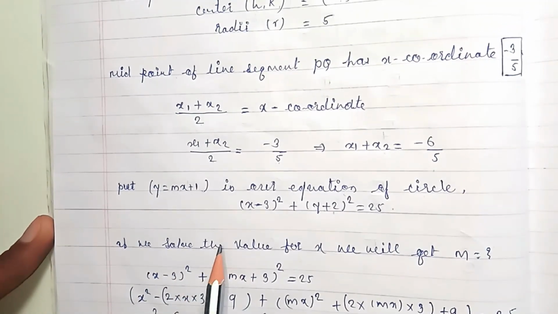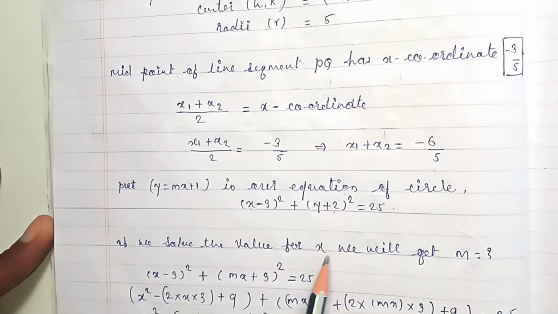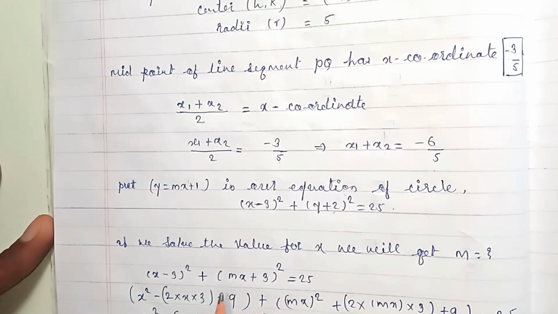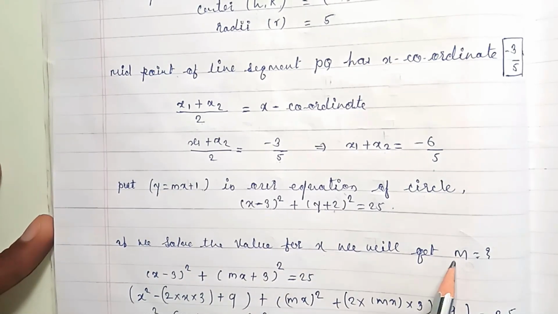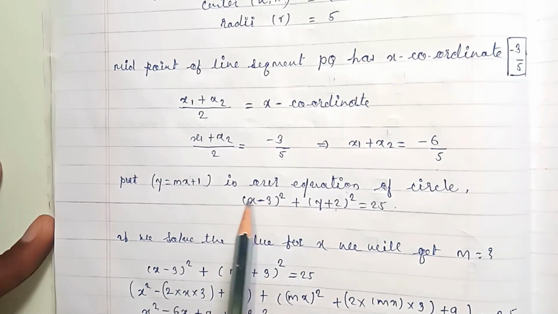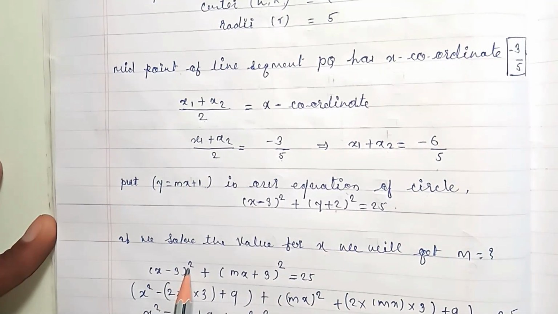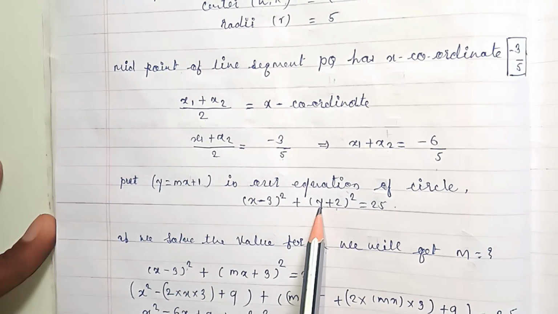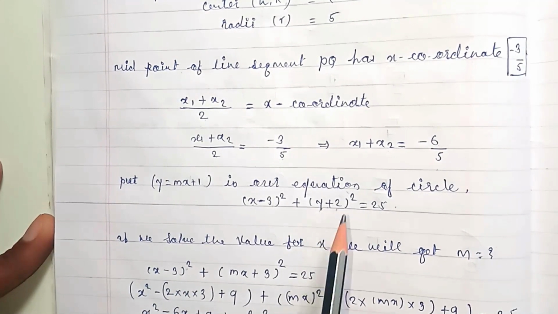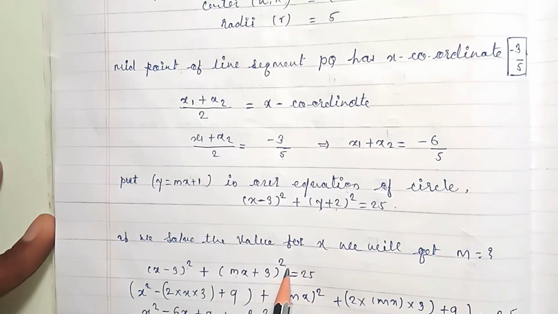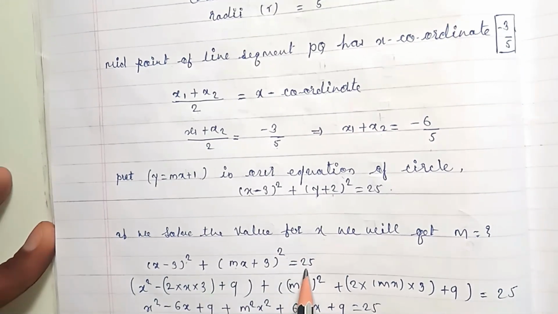If we want to solve for x, we will get the value of m. So we have to solve for x first, then we'll get the value of m. Now put y equal to mx plus 1 here. So (x minus 3) square as it is, and with y equal to mx plus 1, mx plus 1 plus 2, so (mx plus 3) square, which is equal to 25.